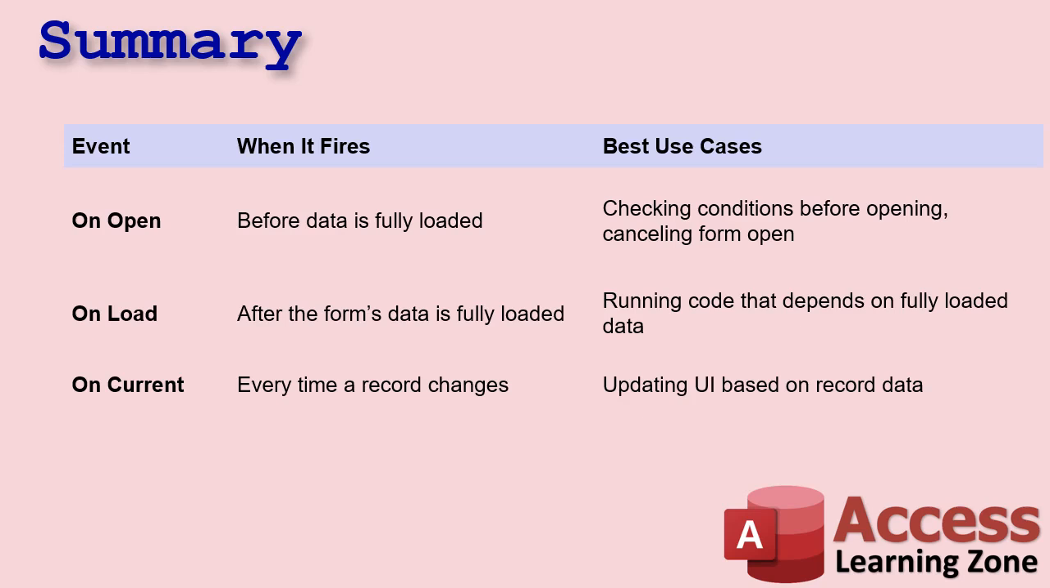All right, so quick summary. On open is before the data is fully loaded. You get some data, but not all of it. Checking conditions before opening or canceling an open based on whatever reason. On load event is after the form's data is fully loaded. That's how I like to think of it, right? You're fully loaded, and I don't mean you had too much to drink. And you can run code that depends on the fully loaded data. On current, every time the record changes, updating the UI based on record data, changing the color like we just did. That kind of stuff.